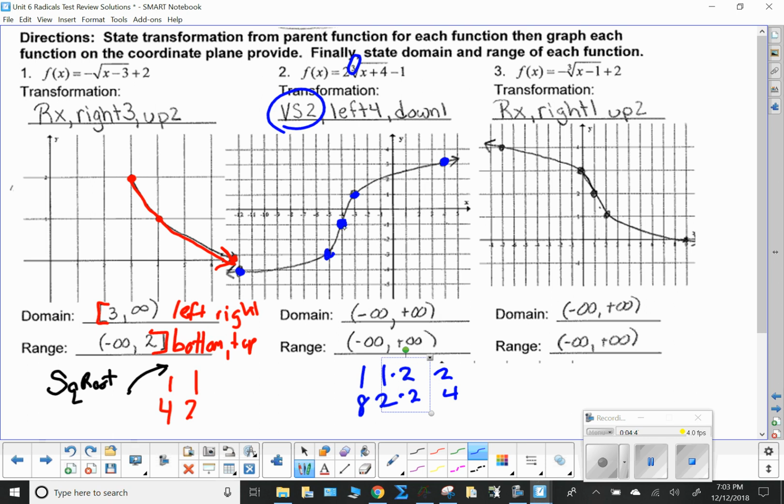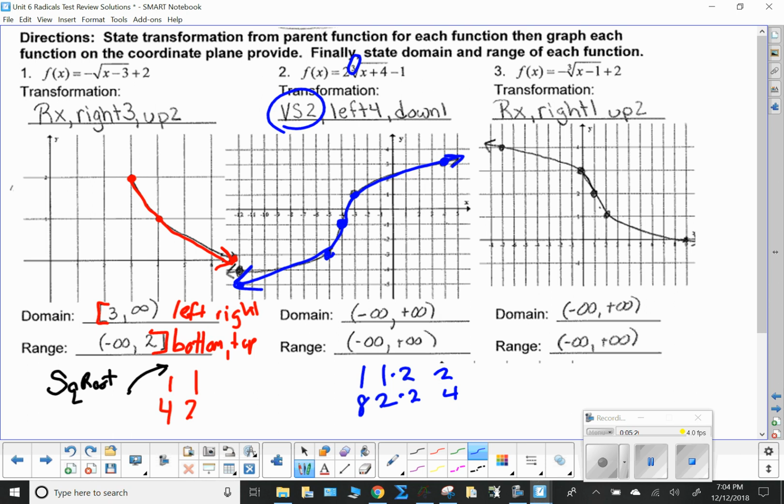Okay, so 1, 2, 3, 4. Oops. 2, 4. My bad there. Here we go. So then this should be the graph. Now, if you can't go all the way 8 in one direction or the other, that's okay. Do what you can. Fill up the graph.